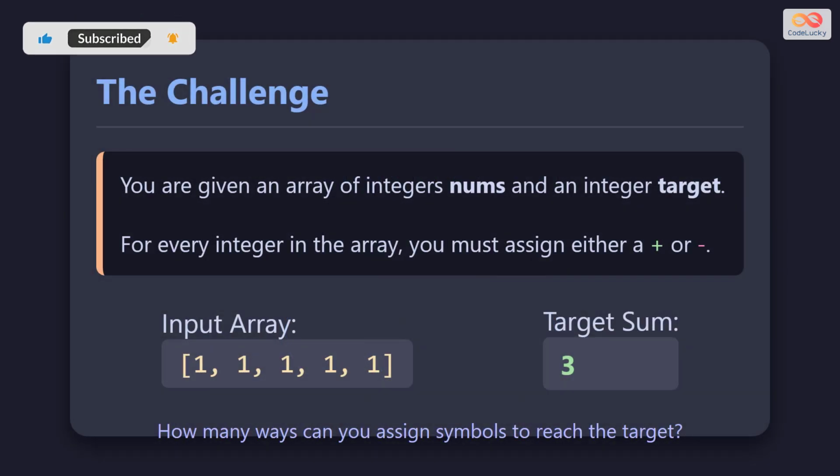Here is the setup. You are given a list of integers and a target value. Your job is to assign a plus or minus sign to each number so that the final expression equals the target.